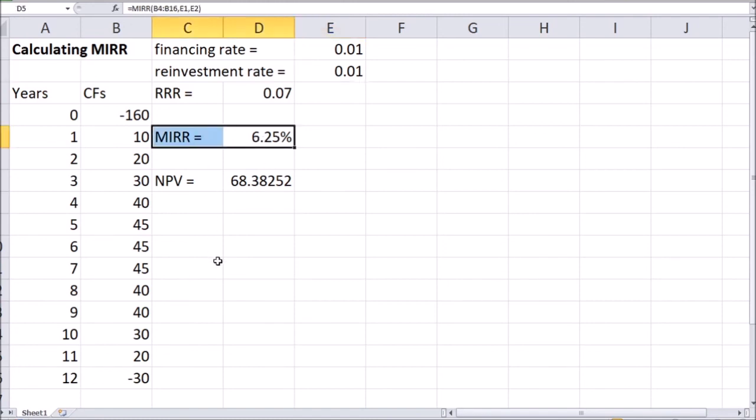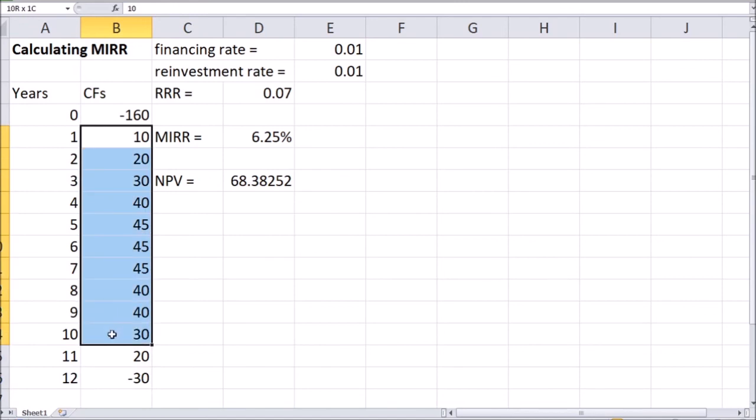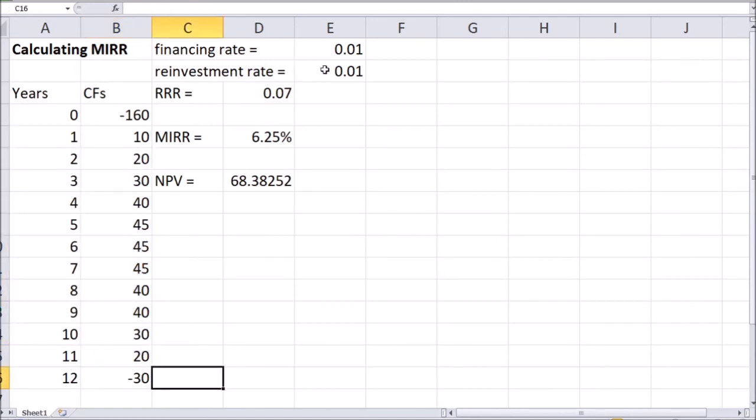So according to the modified internal rate of return, all of this sort of procedure, financing the future costs now, and leaving all of the positive cash flows for later with a relatively low reinvestment rate and low financing rate, doesn't really give us much benefit. So modified internal rate of return is only 6.25%, less than the required rate of return. So although NPV is positive, a modified internal rate of return would suggest rejecting the project.